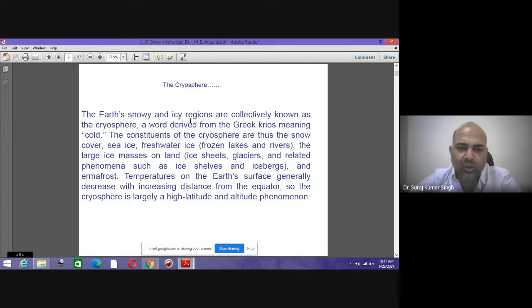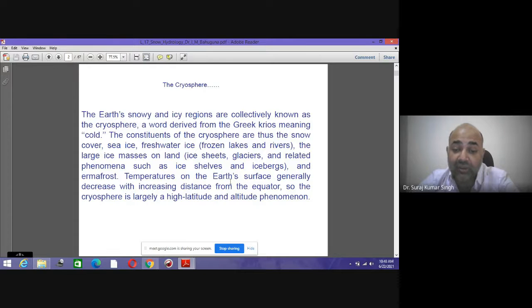So, a word derived from the Greek krios, meaning cold. So, it was derived from a Greek word krios, meaning cold, and the constituents of cryosphere are thus. So, what are the constituents that comprise cryosphere? Snow cover, sea ice, freshwater ice, that is frozen lakes and rivers, the large ice masses on the land like ice sheets, glaciers, and related phenomena such as ice shelves, ice caps, and permafrost.